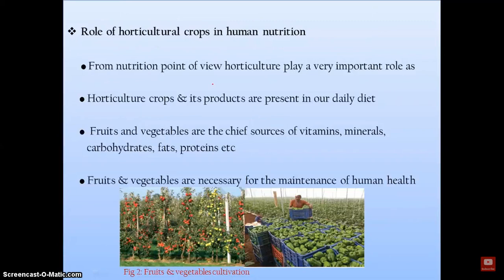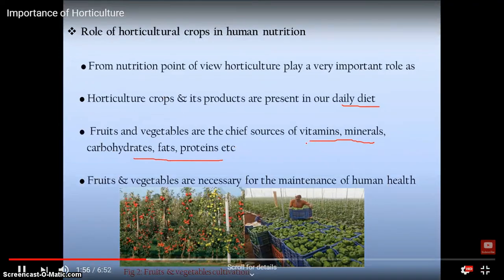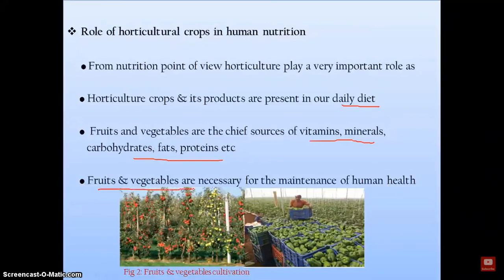From a nutrition point of view, horticulture plays a very important role as horticultural crops and their products are present in our daily diet. The fruits and vegetables that we eat are the chief sources of vitamins, minerals, carbohydrates, fats, and proteins. All these components play a very important role in maintaining proper health. So these fruits and vegetables are necessary for the maintenance of human health. In figure 2, you can see the cultivation of fruits and vegetables which we use in our daily life.